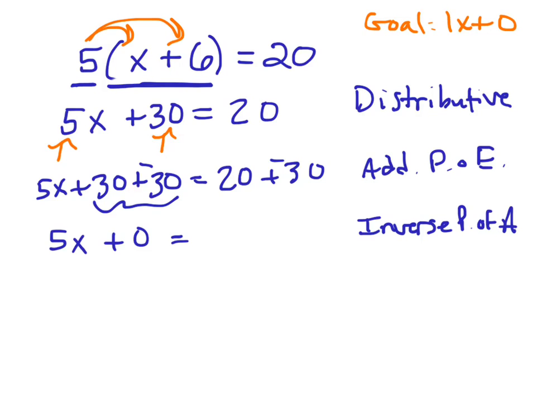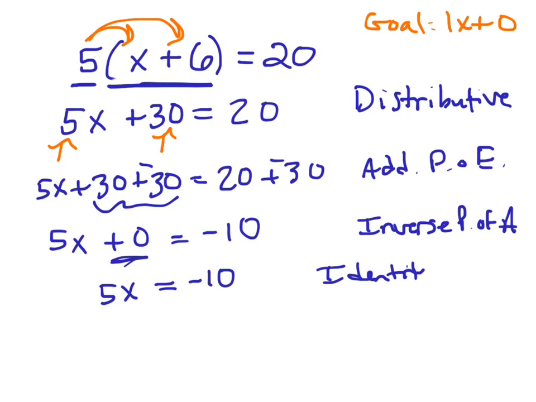And on the right, 20 minus 30 is negative 10. Now I know 5x plus 0 is the same thing as 5x, and that's the identity property of addition. Alright, and I'm almost there, and then I need this 5 to be a 1, and if I multiply by 1/5 or divide by 5, I'll accomplish that goal.